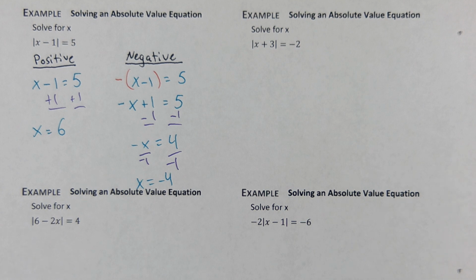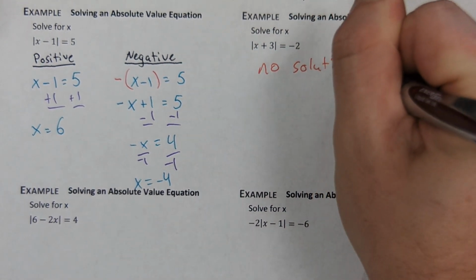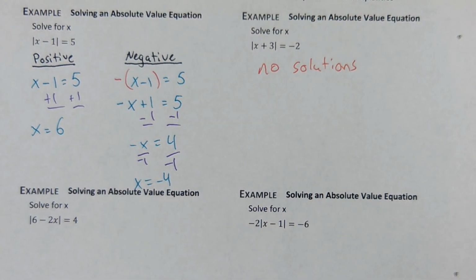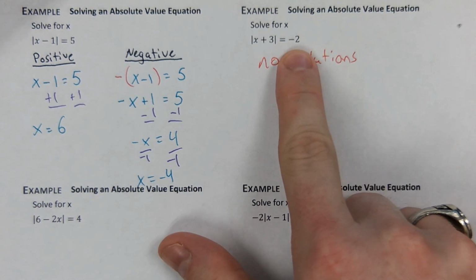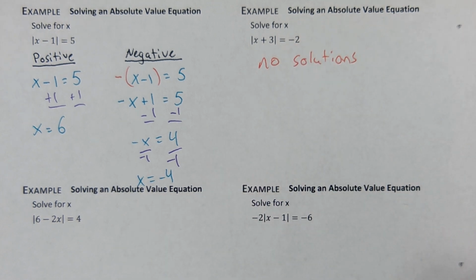Yeah, what's up? There's not. There's no answers. There's no solutions. I don't need to do any work. Remember what we said? Absolute value bars ask you how far from 0 something is. How are you going to have a negative distance? How's something going to be -2 away from 0?